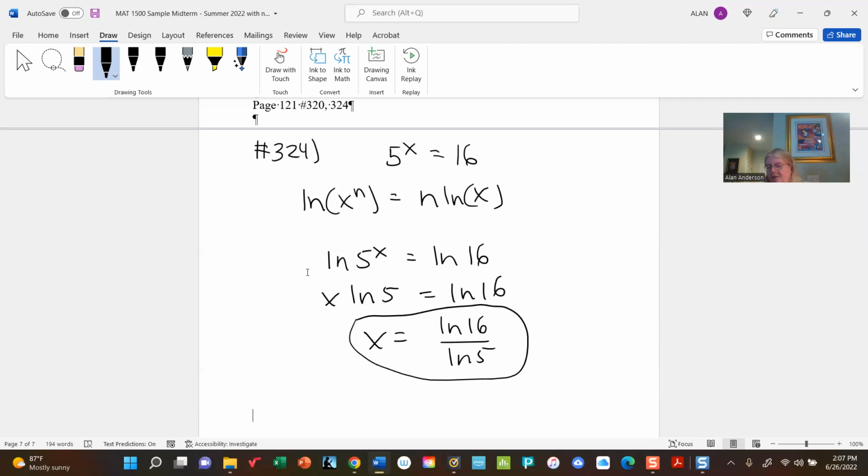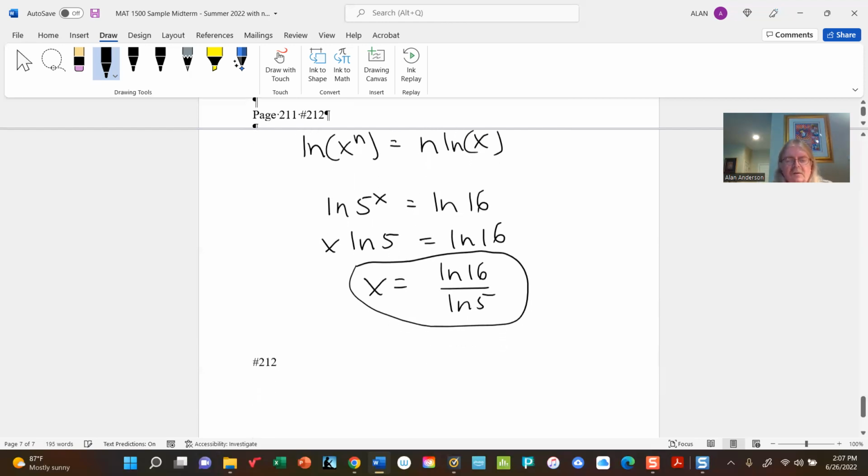Okay, now this next one. I'm not so sure if I should have picked this one. This is number 212, only because we're going to have to go to the book and grab the diagram. Otherwise, we won't know what in the world is going on. So hold on one second.